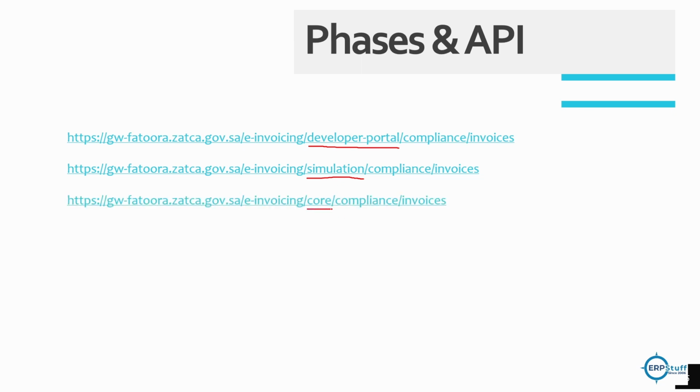And this is called production core. This is your last and final live. When you go live, you will use this one, core. Rest is same. If you see here on this side or this side, the URL is same.